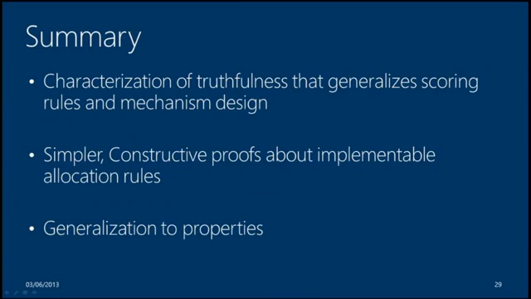So to wrap up, our main result is a new characterization of truthfulness that generalizes both scoring rules and mechanism design. And it gives us simpler, constructive proofs about what allocation rules are implementable. And while I didn't talk about it much in this talk, we can generalize it to indirect elicitation settings where we only care about, say, some property of a distribution.